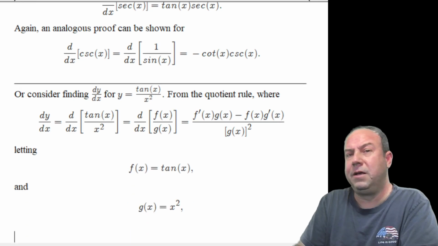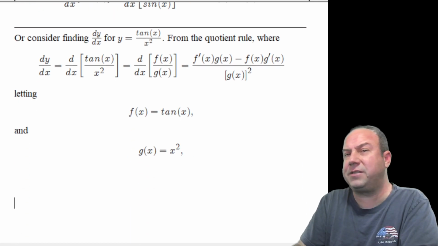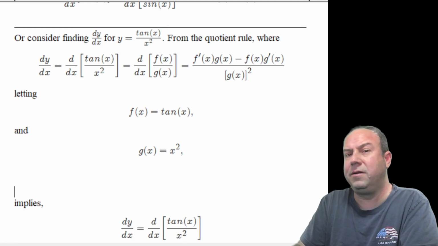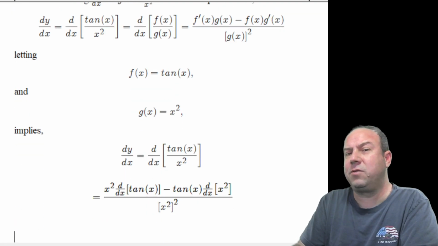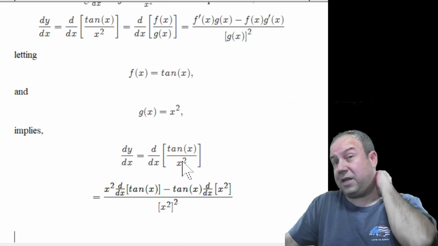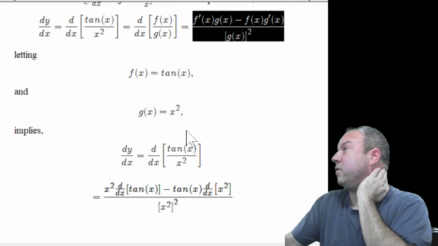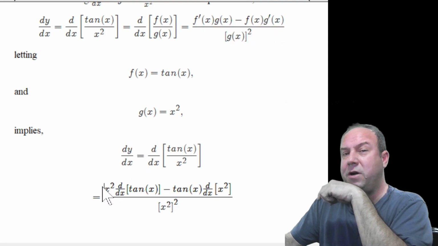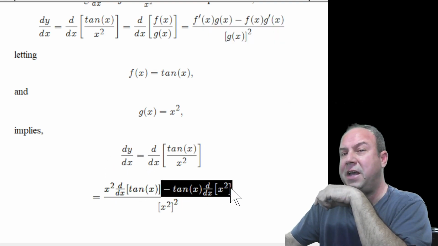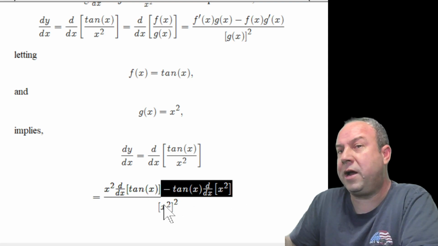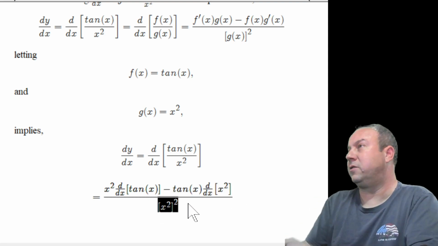Letting f equal the tangent and g of x equal to x squared implies that the derivative of y with respect to x for the tangent of x divided by x squared is equivalent to this setup for the quotient rule. It is x squared times the derivative of the tangent of x, minus the tangent of x times the derivative of x squared, all divided by x squared squared.